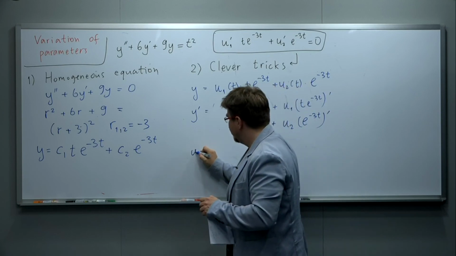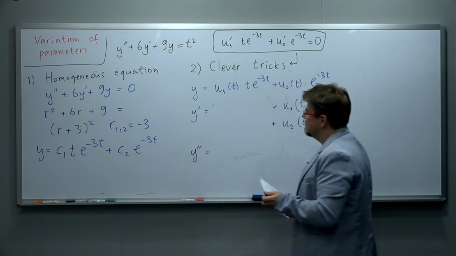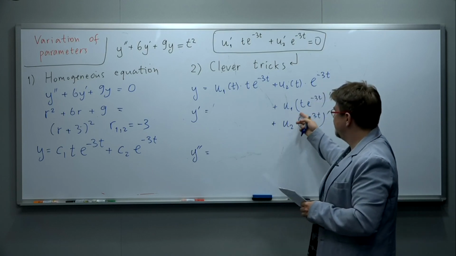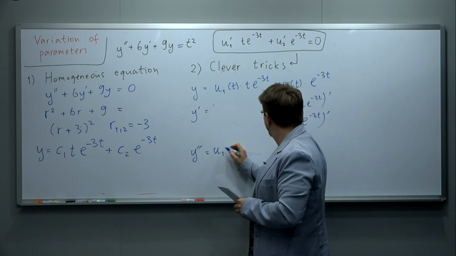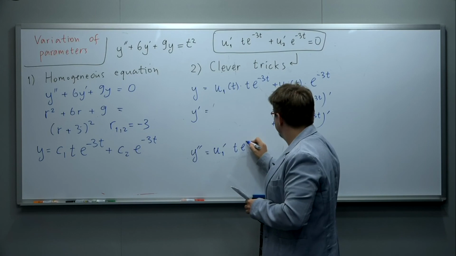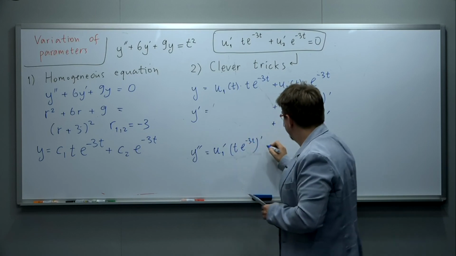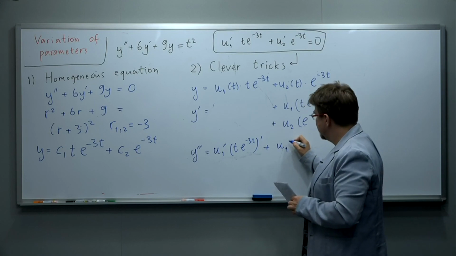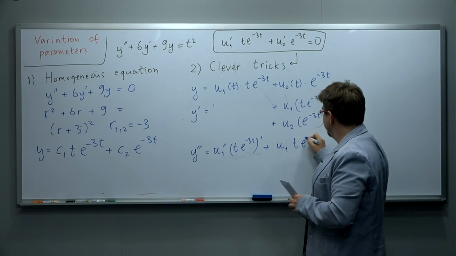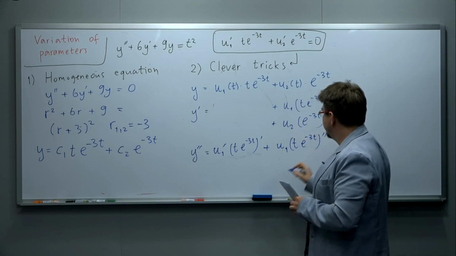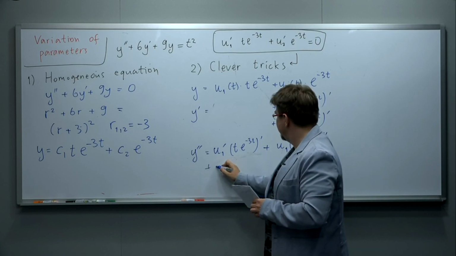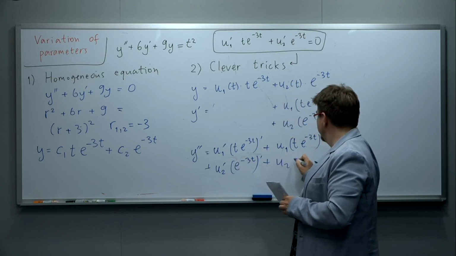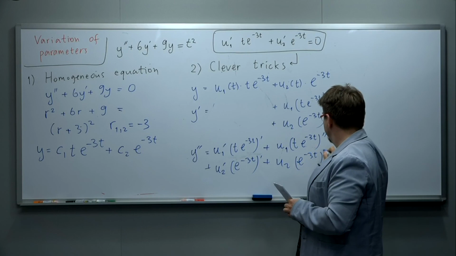And now y double prime is much simpler, right? So y double prime, we just need to differentiate this again. So then we are going to have u1 prime times (t e^(-3t)) prime plus u1 times (t e^(-3t)) double prime plus u2 prime (e^(-3t)) prime plus u2 (e^(-3t)) double prime.